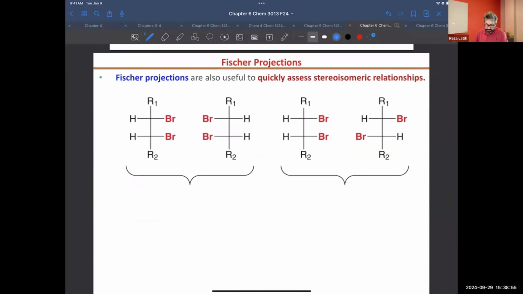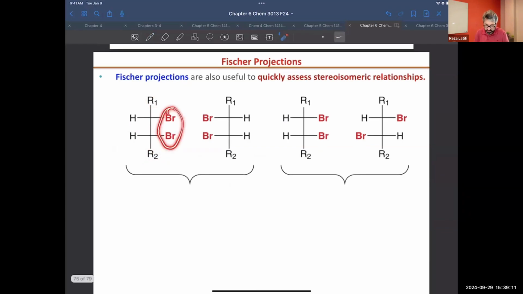In these two, if you look at them, you might say, oh, I have a mirror. No, you don't have a mirror because this is R1 and R2. They didn't say anything about them, and they differ. So I'm going to say there is no mirror. They changed position of the bromines because they moved them. They used to be on the right side. They moved them to the left side. Those two are going to be enantiomers.